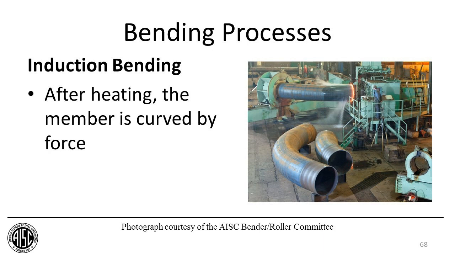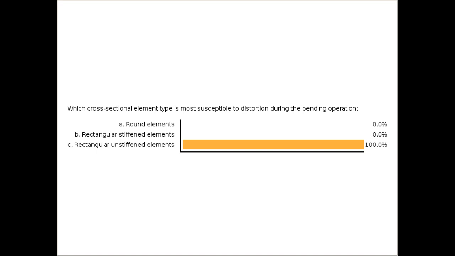Let's do one more polling question, and we'll move on to your questions. The next question. Which cross-sectional element type is most susceptible to distortion during the bending operation? Is it A, round elements, B, rectangular stiffened elements, or C, rectangular unstiffened elements? Again, which of these three cross-sectional element types is most susceptible to distortion? And rapid responses are coming in for answer C, Bo. Do you agree?